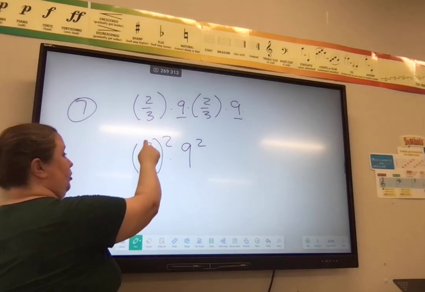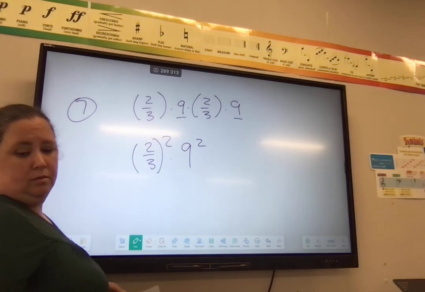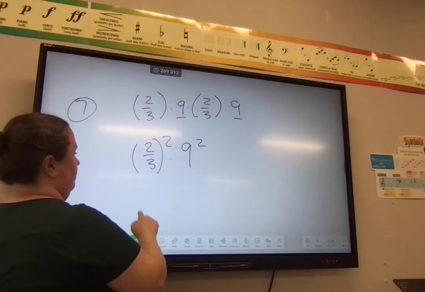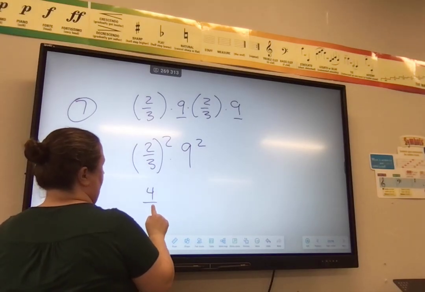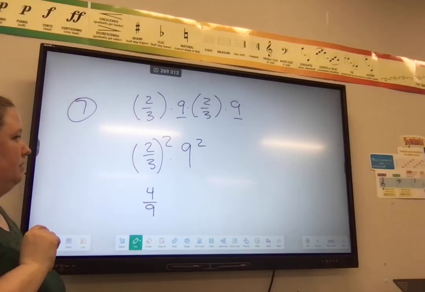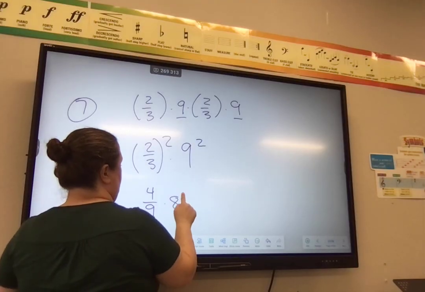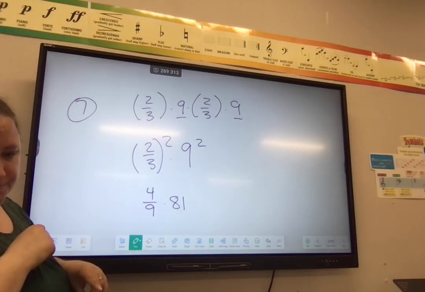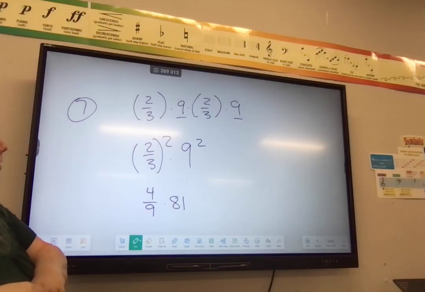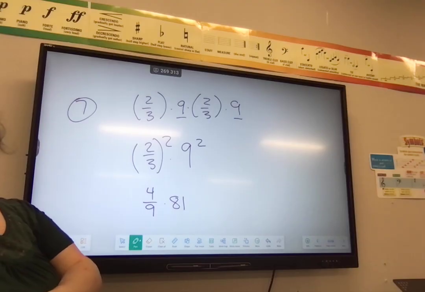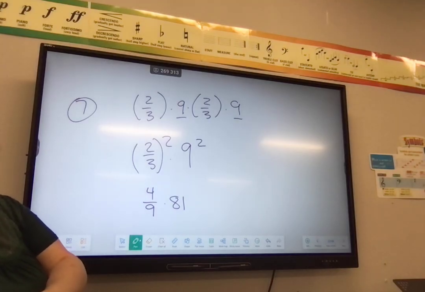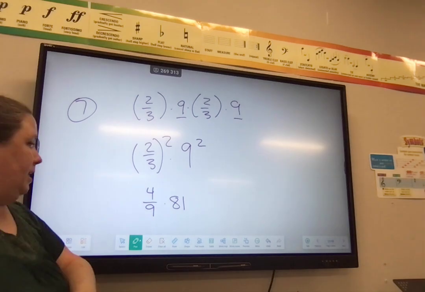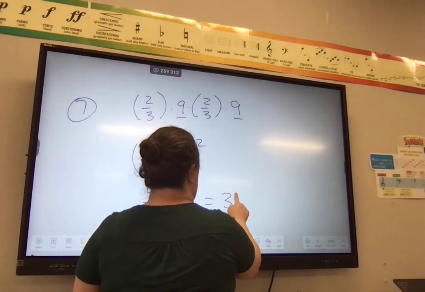So on your calculator, you do 2/3 to the power of 2. That'd be 4/9, 3 times 3 is 9ths. And then what's 9 times 9? 81. And then you would do 4/9 times 81. Wait, why is there a line under the 9? Oh, I was just showing Lexi what numbers I was looking at. So now you do 4/9 times 81 and you get 36.